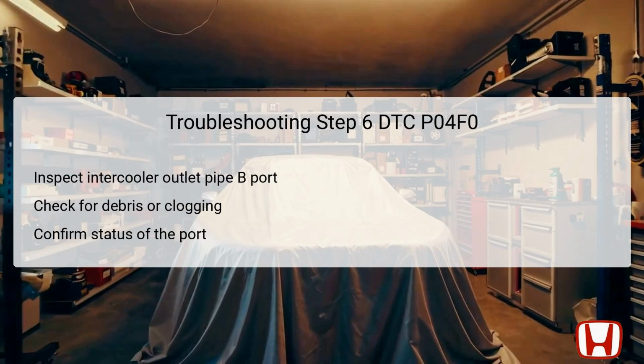In step 6, you will need to carefully inspect the port at intercooler outlet pipe B. This part is integral as it connects to the Purge Tube D, and any debris or clogging here could severely impact the ability of vapors to flow as intended. Using appropriate tools, assess the port for any blockages or particles that could be obstructing the path. If debris is discovered, it should be cleaned out thoroughly. If the port is significantly damaged or clogged, you may need to consider replacing the intercooler outlet pipe to ensure unimpeded flow and restore proper functionality to the EVAP system.